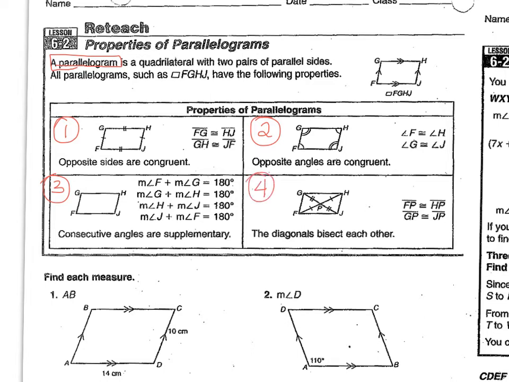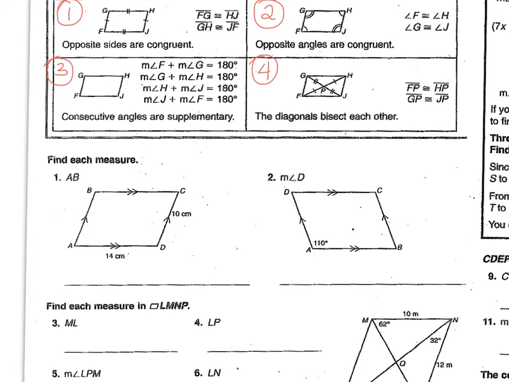Fourth property. If you have diagonals bisecting each other, bisecting means cutting each other in half. So for example here, if FH is a diagonal and it cuts GJ in half, and also the other way around, if GJ cuts FH in half, notice that you have congruency marks and double congruency marks, then that means that the quadrilateral is a parallelogram. Now let's go ahead and go to the examples.